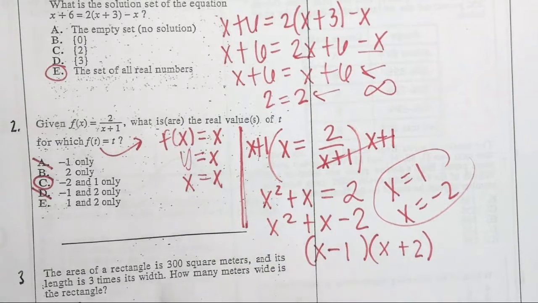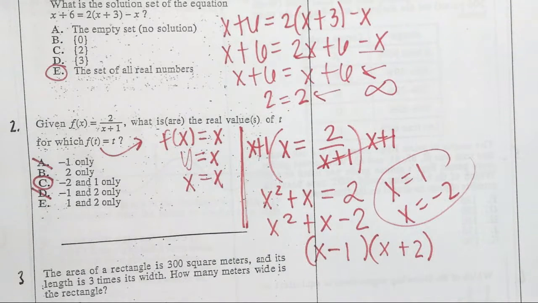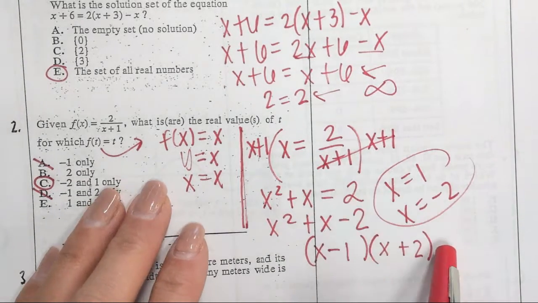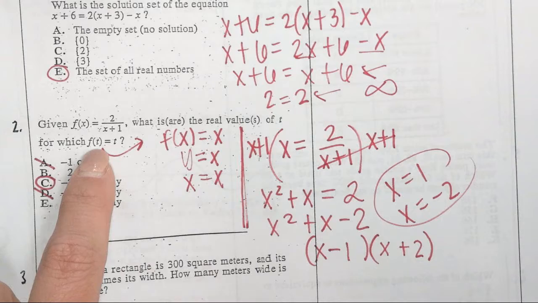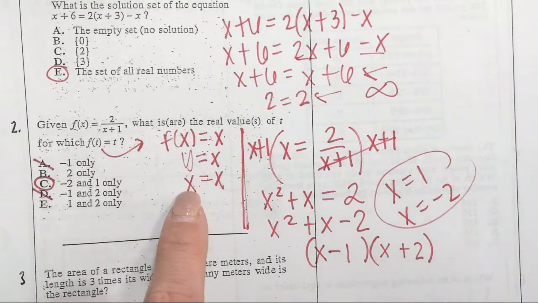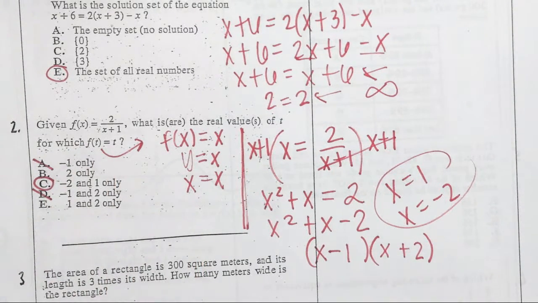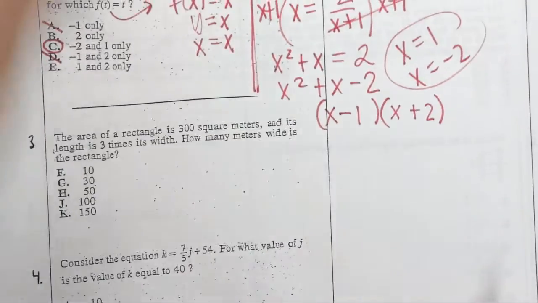So if this were a multiple choice question, which way would be the fastest way to find your answer? Plug in. But if it's not multiple choice, now you know how to do it. The only thing you need to remember is that f of t or f of x is the same thing as your y value. Questions on that one? Sweet. All right, number 3.